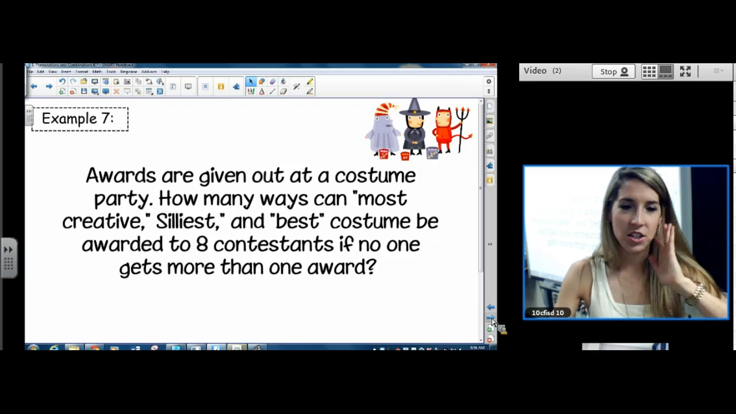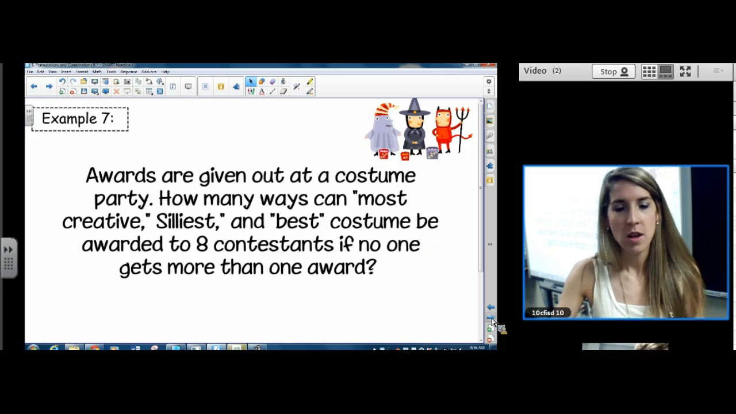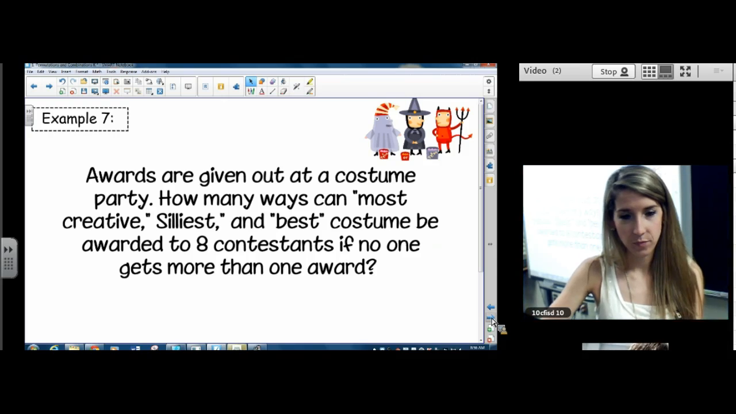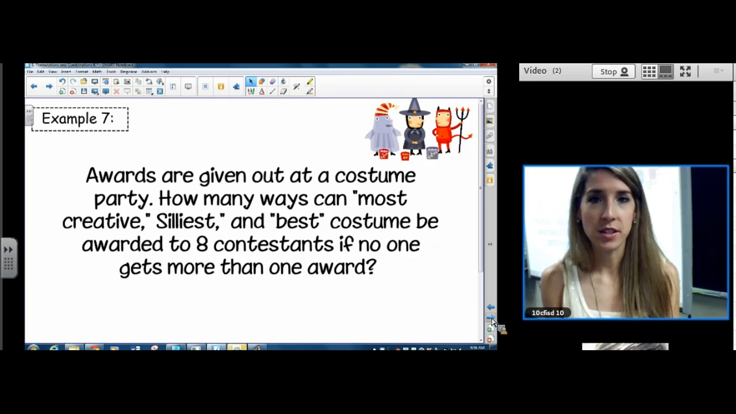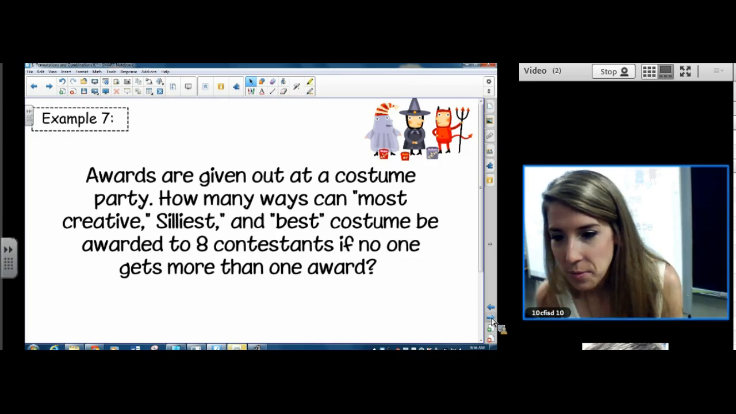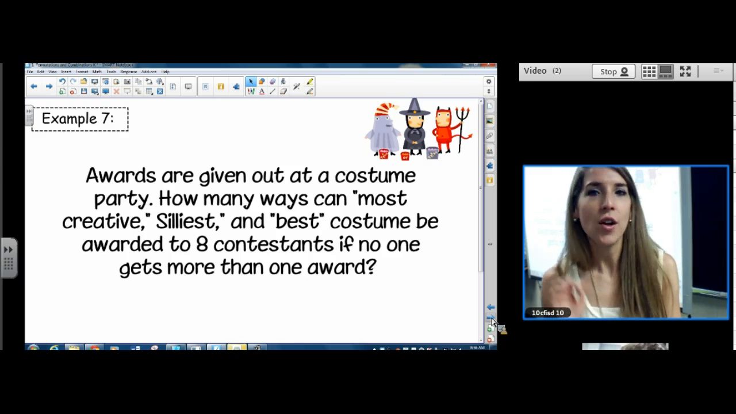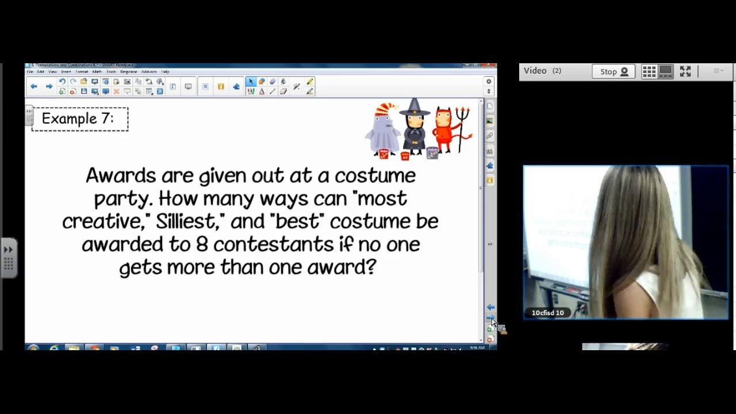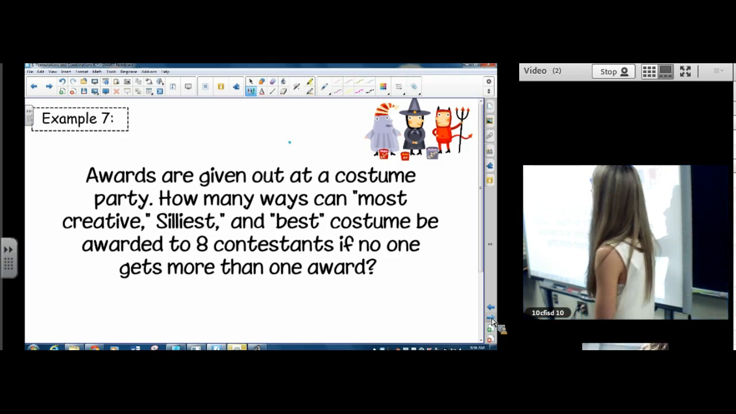Awards are given out at a costume party. How many ways can most creative, silliest, and best costume be awarded to 8 contestants if no one gets more than 1 award? Order matters or order doesn't matter? Order matters because you're giving them titles. Let's use some new people that I haven't called on. Adriel getting most creative and Alton getting silliest is different from Alton getting most creative and Adriel getting silliest. That's different, so the order matters. There's 8 contestants. The order matters, and there's 3 awards.